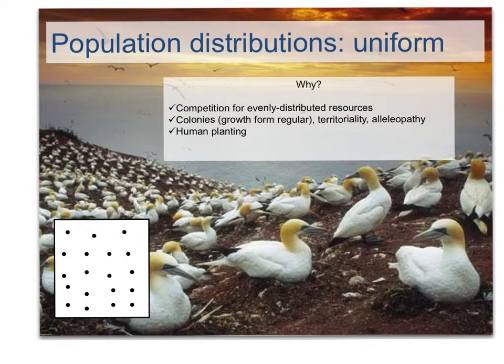What are some reasons for uniform or regular distributions? Well, these are often seen in species that occupy territories, right? Territoriality is a really important way in which we see this kind of uniform spacing. Some organisms, instead of just going out and foraging, will protect a territory that contains their food resources, that can contain mates, nesting sites, and other kinds of resources, maybe water, that are important to them.